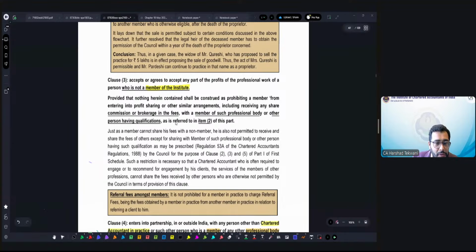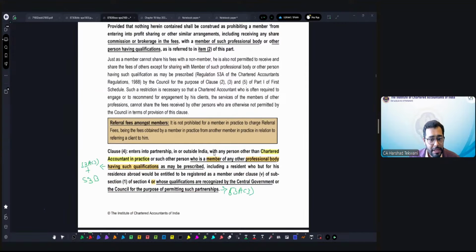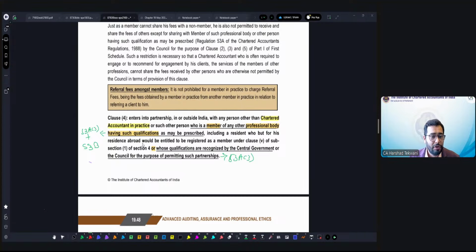A member of institute is not equal to CA in practice. Both terms are different. Do not mix up these terms. In exam, this small or hairline difference will change your answer entirely. Similarly, in clause 4, when I talk about chartered accountant in practice, this is not equal to member of institute. Those terms are different. So remember these small things that will drastically change your answer. Member of institute is allowed. If he pays you or you pay him, fine, not an issue. But if you enter into a partnership, it is not allowed.